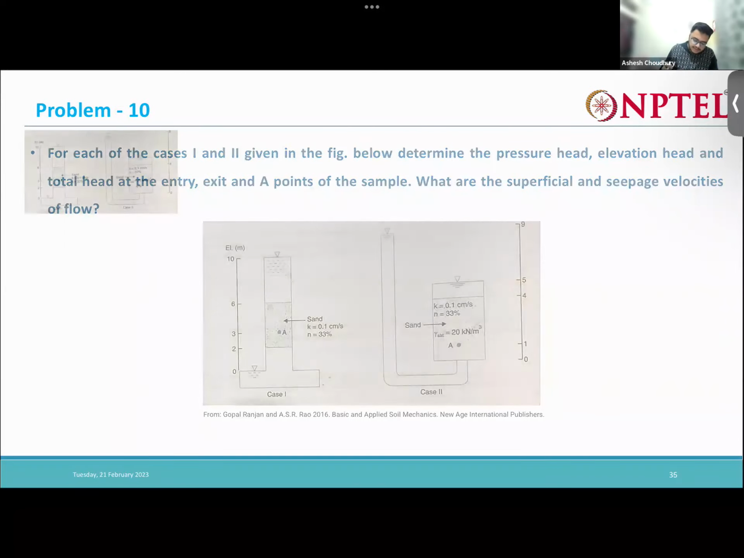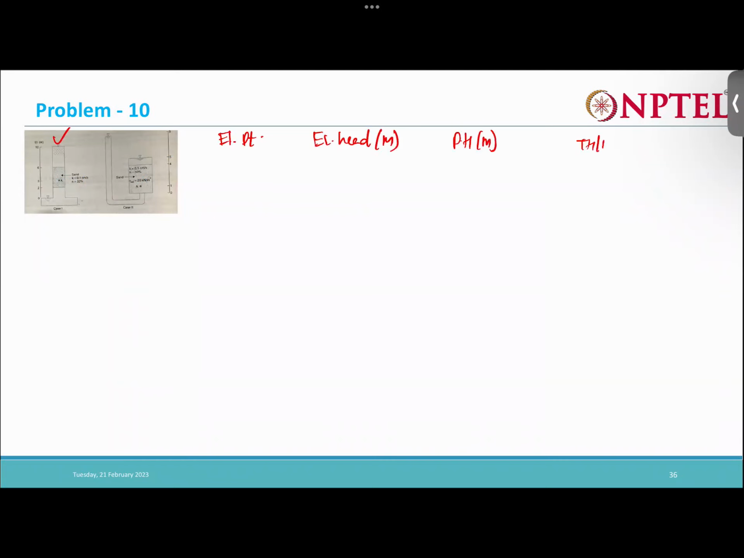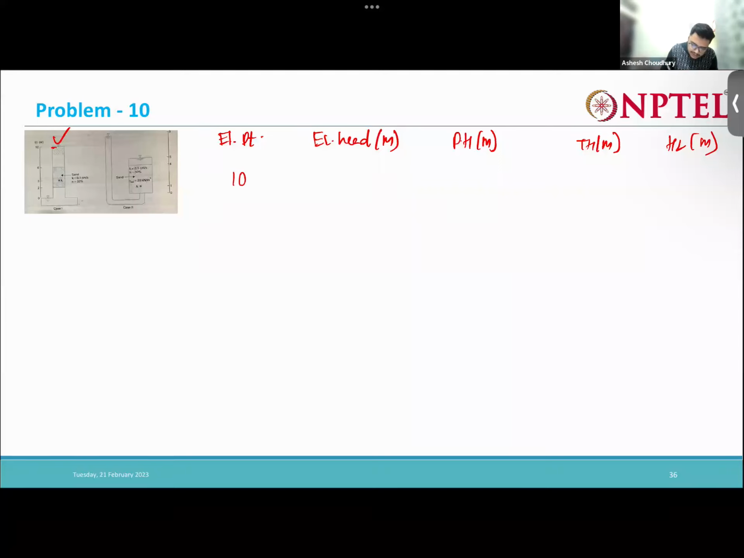For case one, let us see first. We will write the point, elevation head in meters, pressure head in meters, total head in meters, and head loss in meters. We have all these things. For case one, at elevation 10, meaning here, what is the elevation head? It's 10 meters.